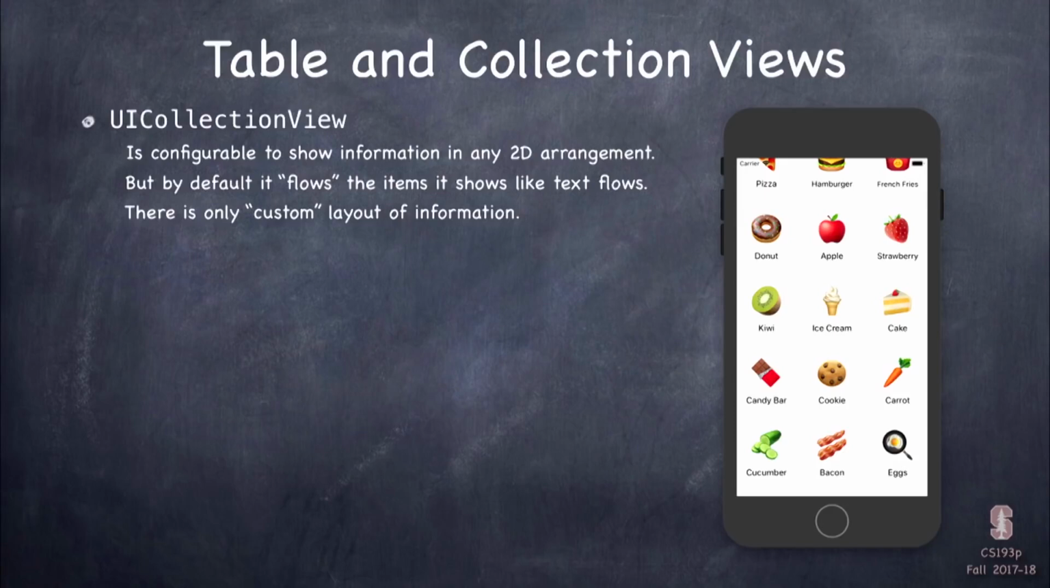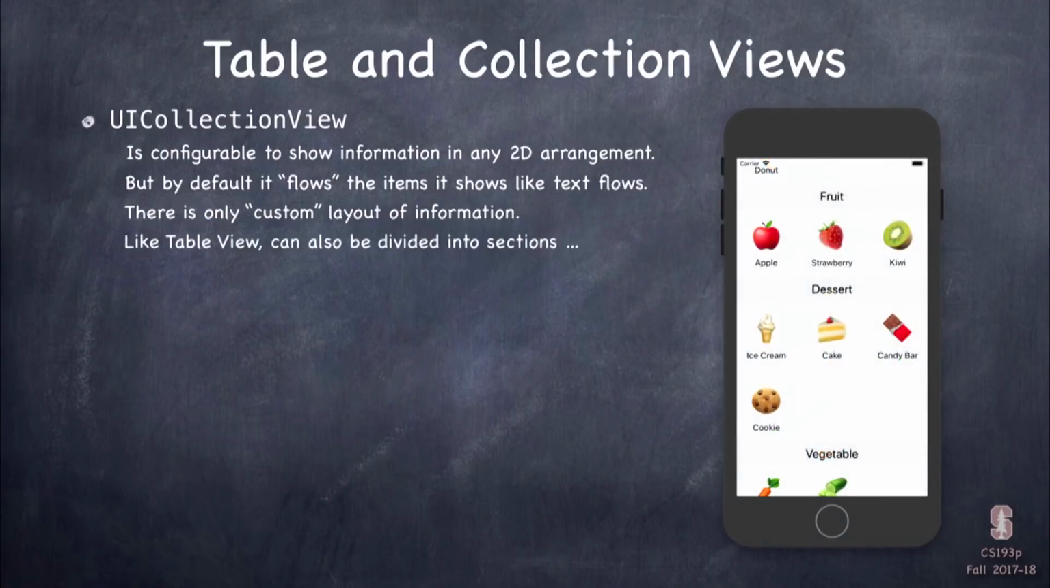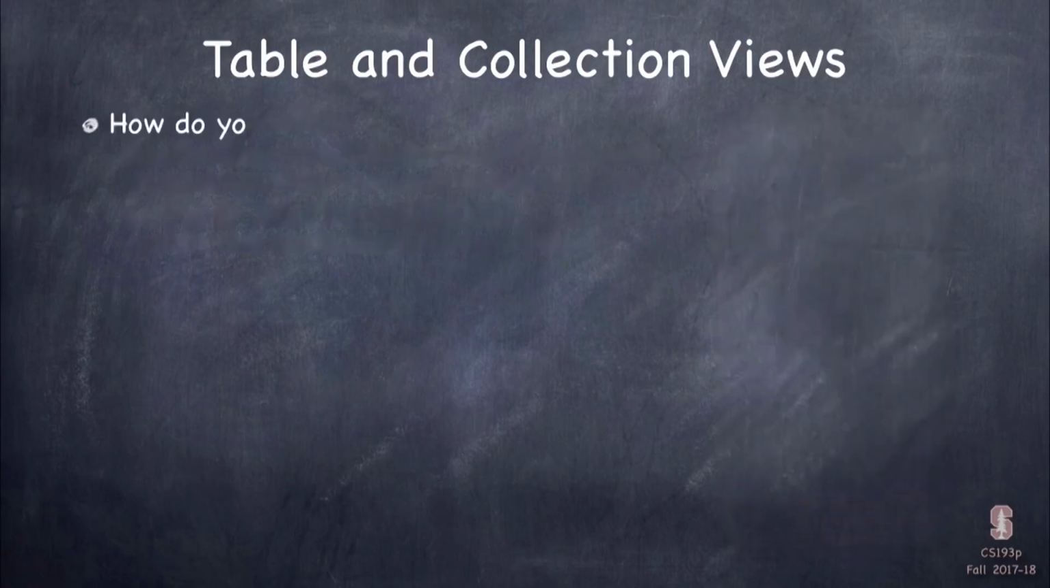But there's no rows here. You might look at this and say, oh, just like table, you've got rows. No, there's not rows. These items just happen to be flowing from line to line. They're lining up in rows. If they were different sizes, they wouldn't look quite so rowed there, okay? And you can also have sections in collection views as well. So collection view and table view both have this concept of dividing the information up into sections. All right? Okay, so that's what they look like.